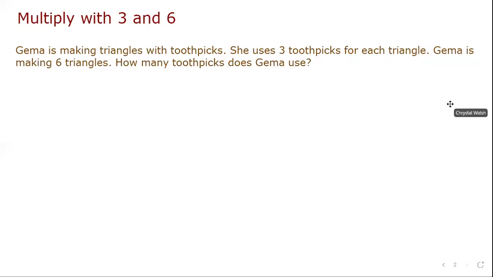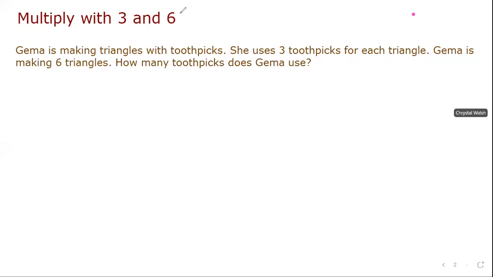All right, now that you guys are ready, let's do this one together. Gemma is making triangles with toothpicks. She uses 3 toothpicks for each triangle. Gemma is making 6 triangles. How many toothpicks does Gemma use? Listen to it again. Gemma is making triangles with toothpicks. She uses 3 toothpicks for each triangle. Gemma is making 6 triangles. How many toothpicks does Gemma use?